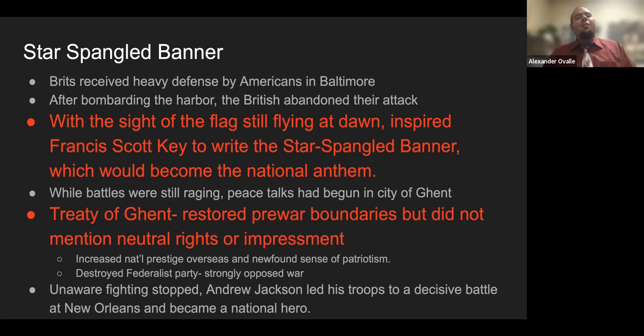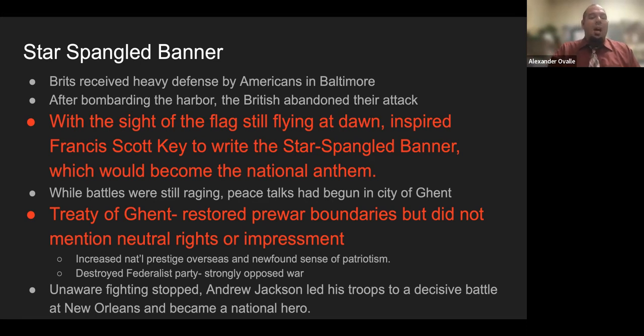This does, however, increase national prestige overseas and a newfound sense of patriotism. We just defeated the British again. It destroyed the Federalist Party, of course, because the Federalist Party at the time strictly opposed the war. And when you oppose one thing that's super liked, you kind of lose favor.